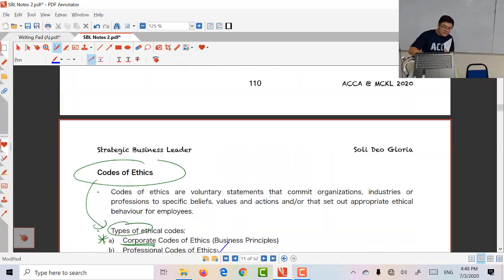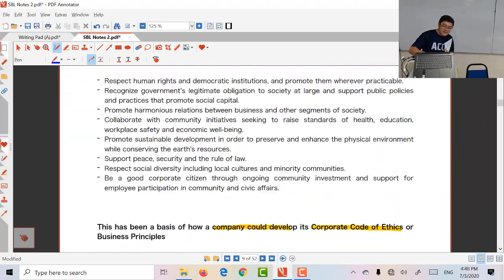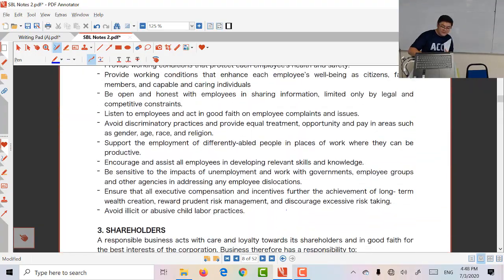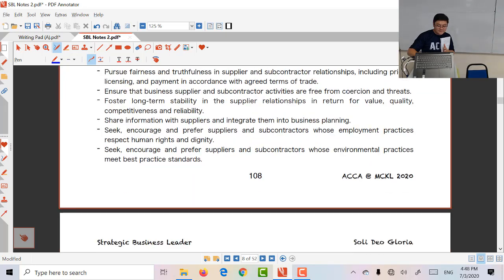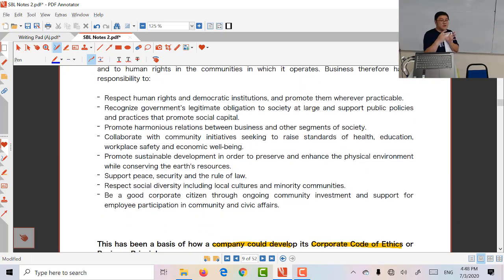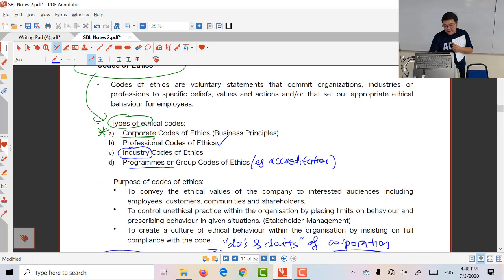And just now, remember, I told you about the stakeholder principle on page 107. 107, 108, 109. It's consistent. So you can run through and use them as an example. Questions will not ask you to draft a code, but more or less you must know what's inside the code. Okay, now let's look at the practical application.